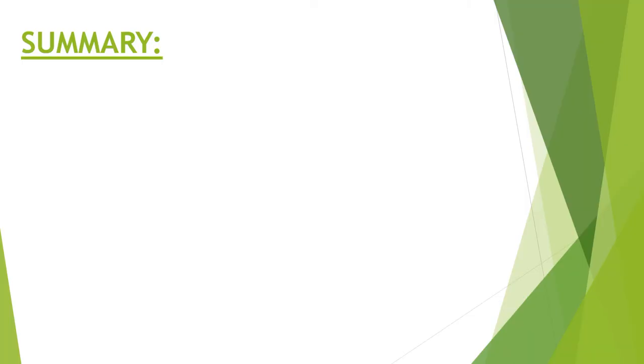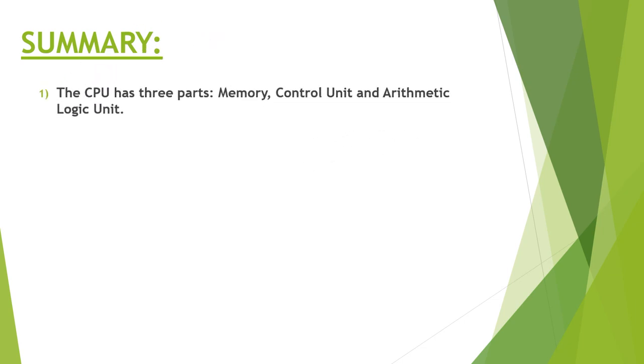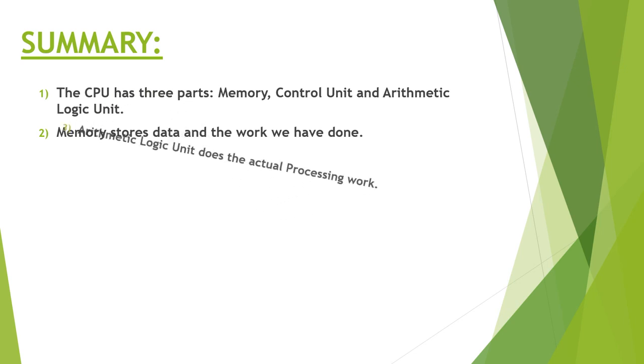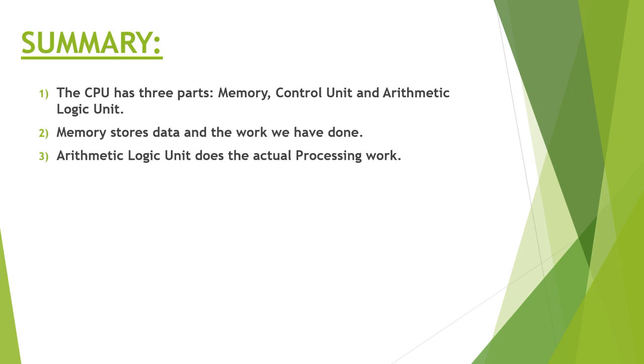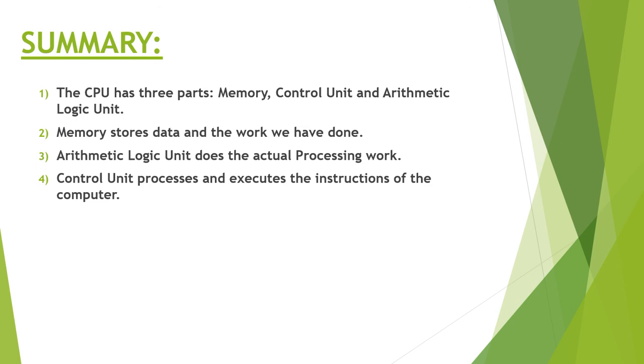Let's summarize the topic. The CPU has 3 parts: memory, control unit and arithmetic logic unit. Memory stores data and the work we have done. Arithmetic logic unit does the actual processing work. Control unit processes and executes the instruction of the computer.